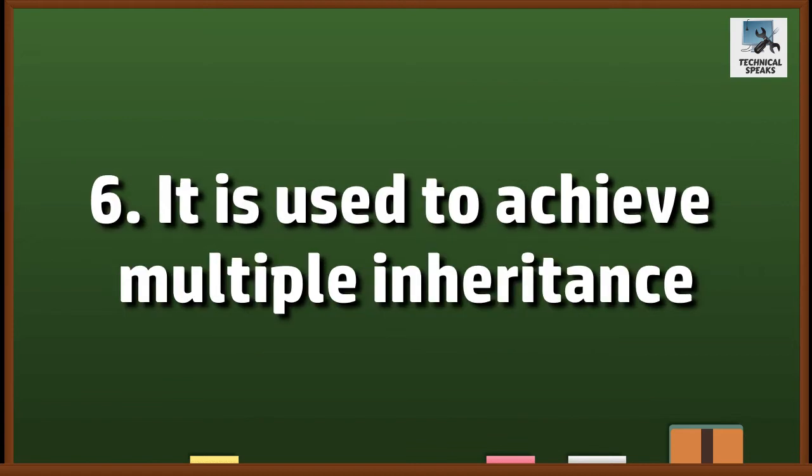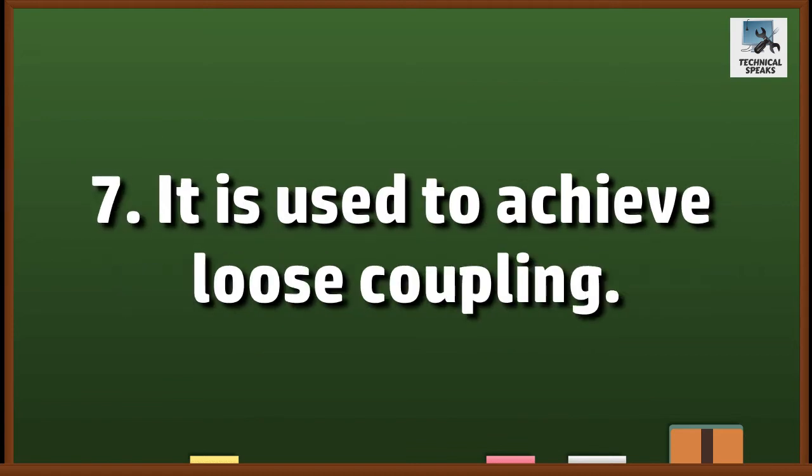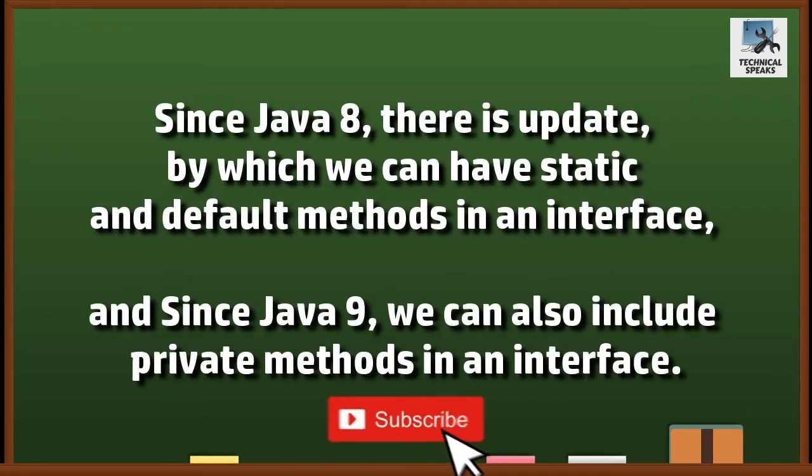Also it is used to achieve multiple inheritance, and lastly it is used to achieve loose coupling. Since Java 8 there is an update by which we can have static and default methods, and since Java 9 we can also include private methods in an interface.